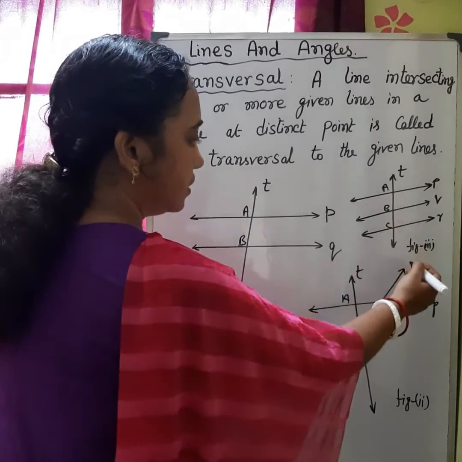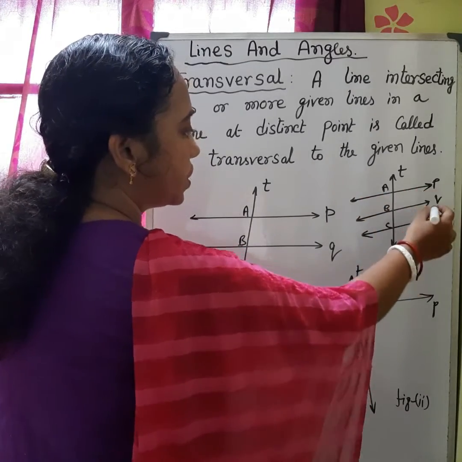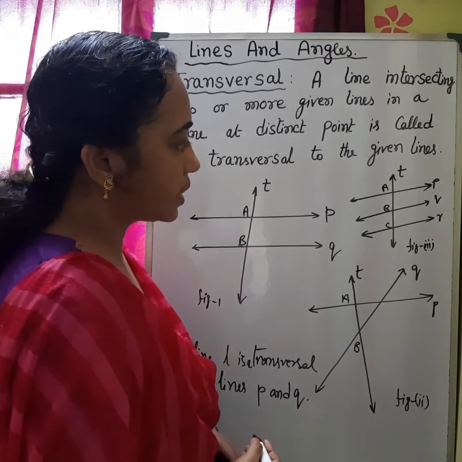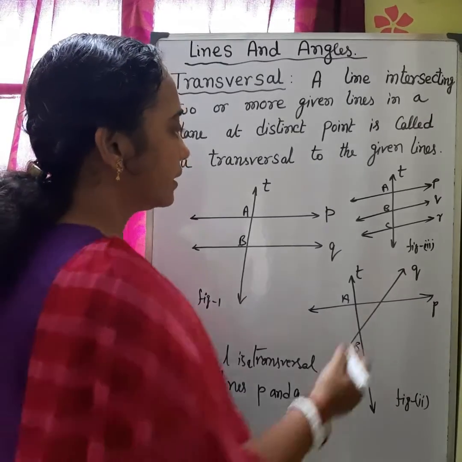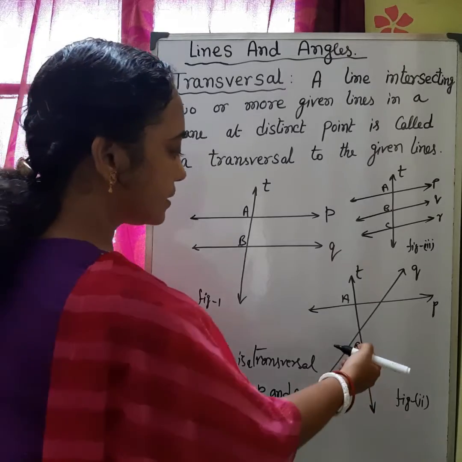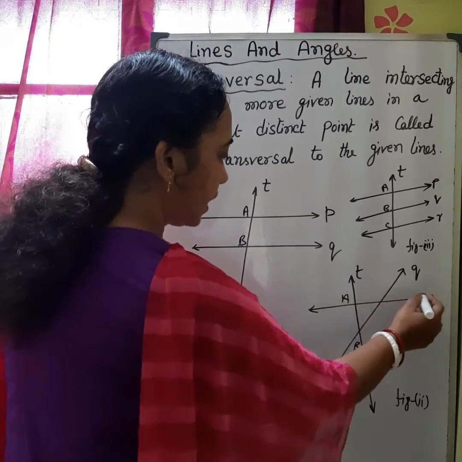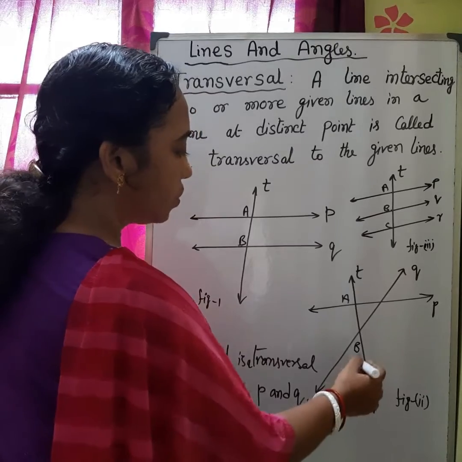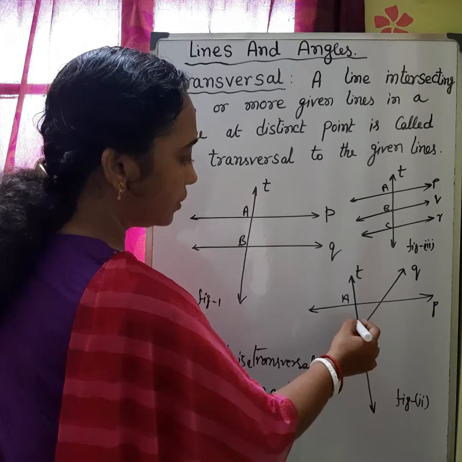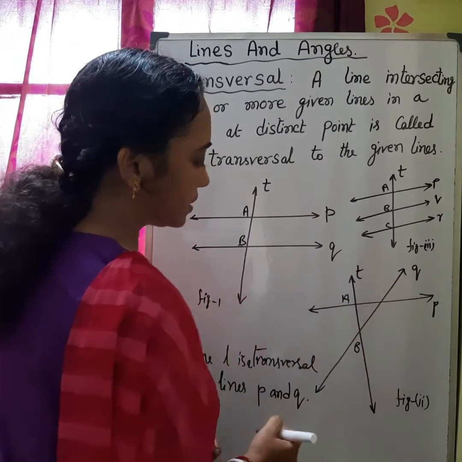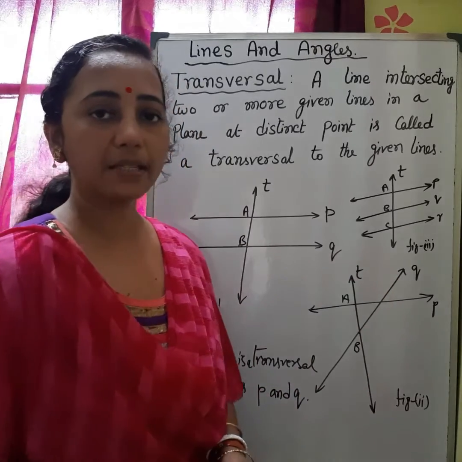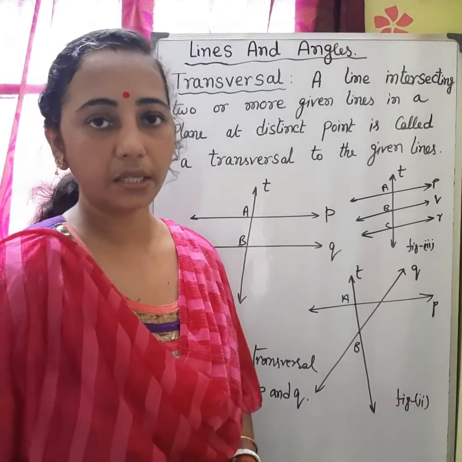Come to the next figure. Here the three lines are shown, P, Q, R. So here line T is intersecting the three lines P, Q, R at distinct points, that is at points A, B and C. Let us see another figure. Here line P and another line Q. Here another line is shown, that is T. So here the line T is intersecting both the lines, P and Q, at distinct points, that is A and B. So this type of line is called a transversal to the given lines.